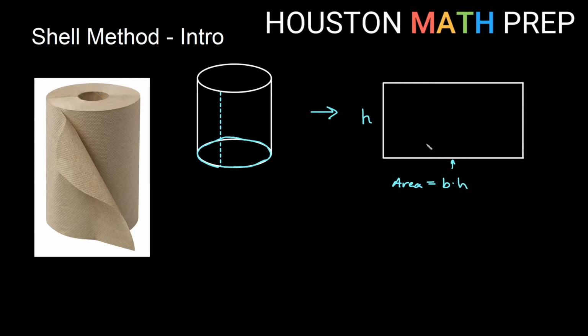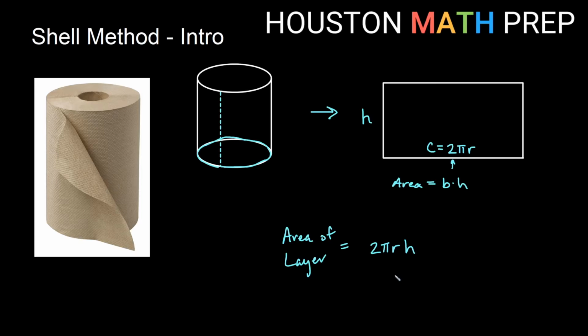So this is actually going to be the circumference, and the base will be 2 pi r. 2 pi times the radius for circumference, or pi times diameter, whichever you prefer. In this formula, we're actually going to use 2 pi r instead of pi d. So the area of a layer for our shell method is going to be 2 pi r times the height, so 2 pi r h.